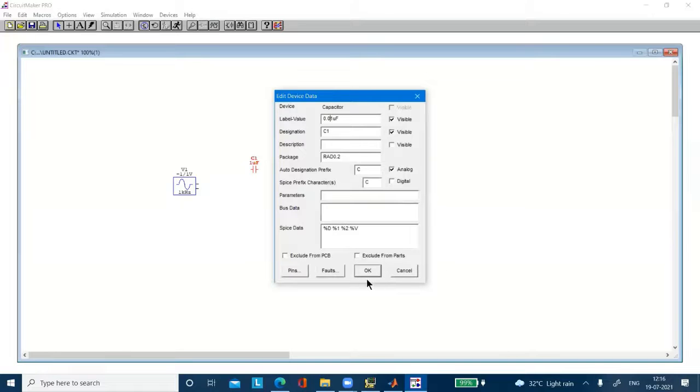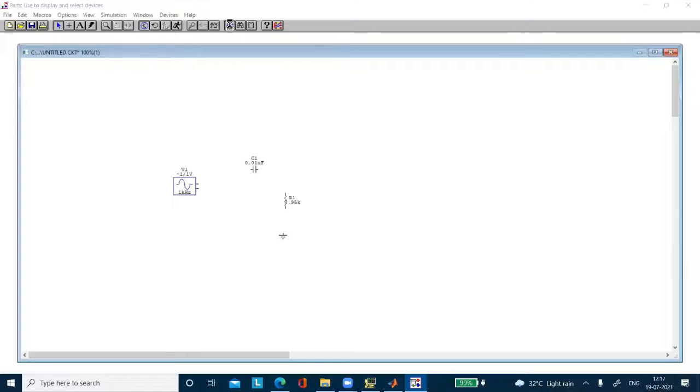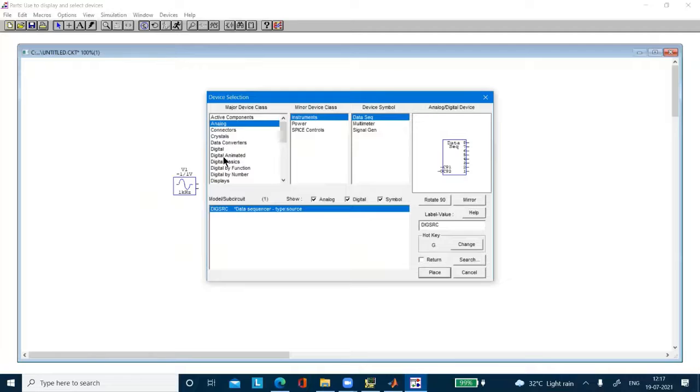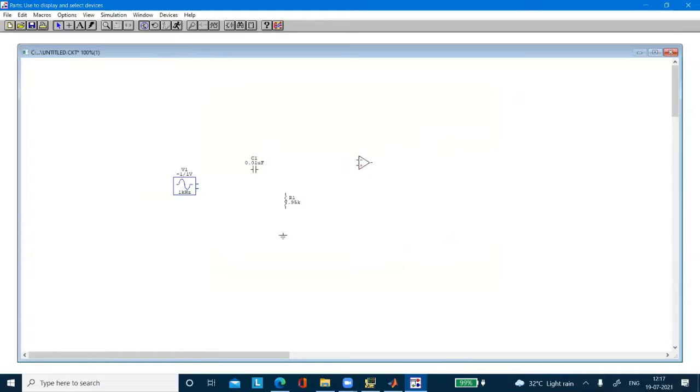0.01 µ. I'm just pressing C. Just press C, small c actually, you will get the capacitor. You need now press G, sorry, G for generator, sorry, press 0, you'll get a ground. Now you need an op amp. Go to device, linear IC, op amp, this place. I'm selecting an ideal op amp.